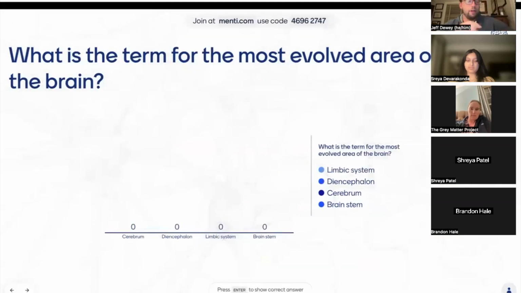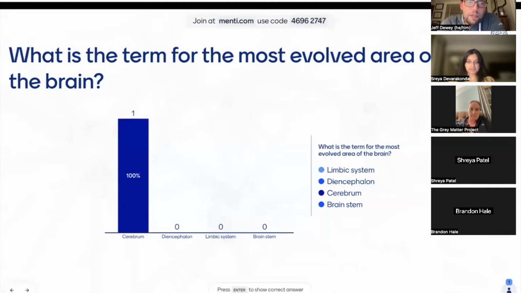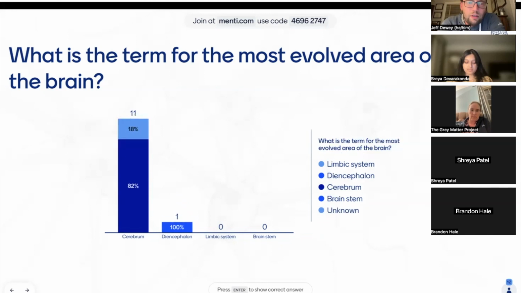So we're going to do all of our questions at once here and see what you learned. I'm going to go through them quickly because I want to leave a couple minutes for questions and respect your time. So what is the most evolved area of the brain? And you can see how you answered previously based on the color that comes up. I know some people didn't get a chance to answer before, so it looks like it was unknown, but still, that's pretty good.